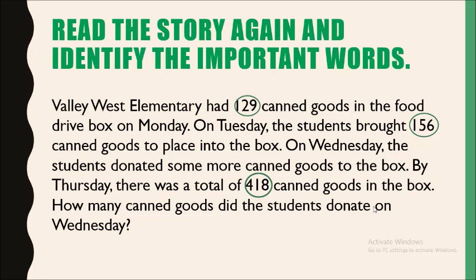Let's read the story again and identify the important words. Valley West Elementary had 129 canned goods in the food drive box on Monday. We're going to go ahead and box Monday because that's a different day from the rest of the days. Tuesday is another different day, so we're going to box that. On Tuesday, the students brought, that's an action word, so we're going to box that, 156 canned goods to place into the box. On Wednesday, the students donated, that's another action word, so we're going to box that. Some, as I said earlier, represents the missing number, so let's box that.